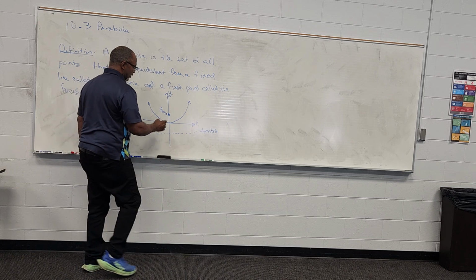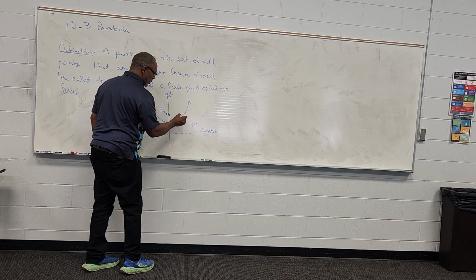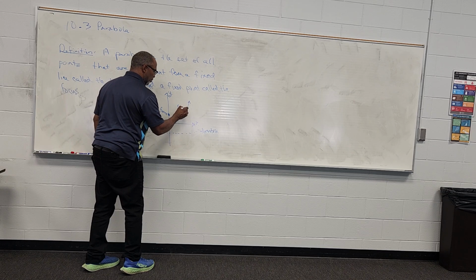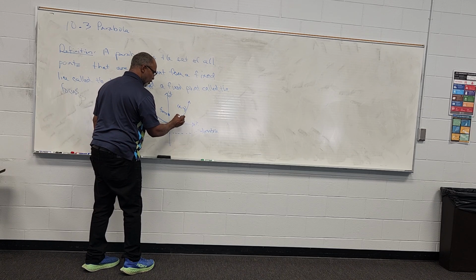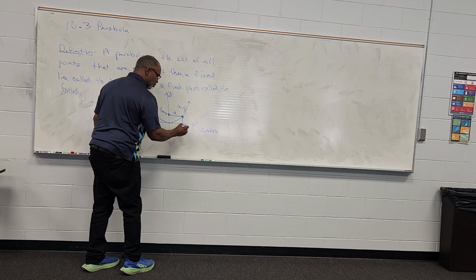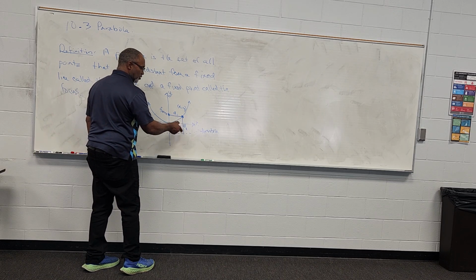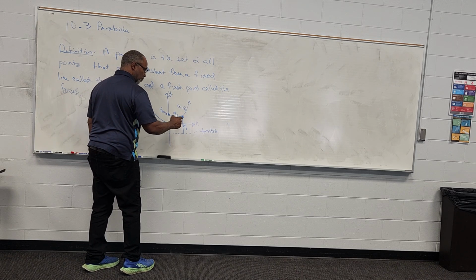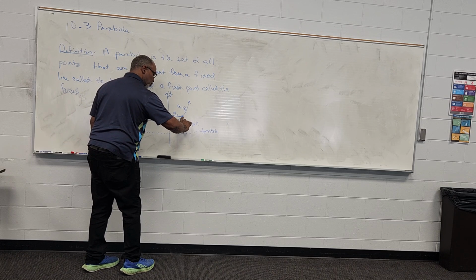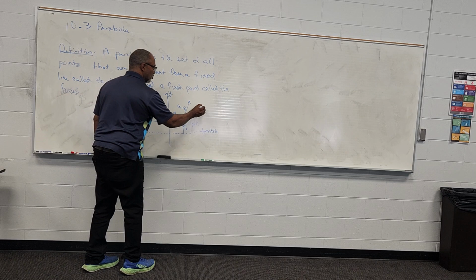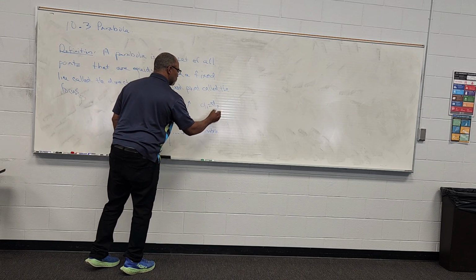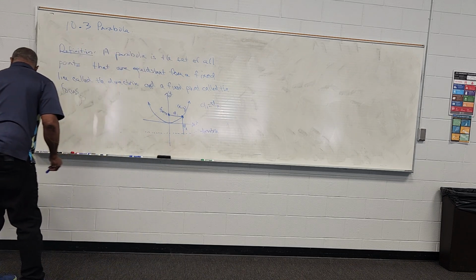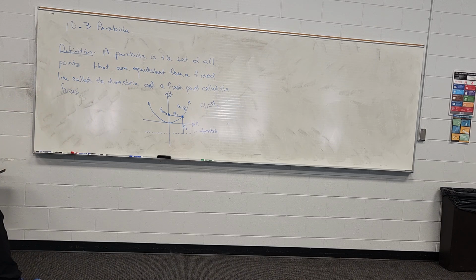So what we're saying is, if I take any point x comma y on my parabola, suppose this is x comma y, this distance right here and this distance right here, as I travel up and down this parabola in either direction, the distance from a point on the parabola to the focus is equal to the distance from that same point on the parabola to the directrix. So I'm saying that this D1 is equal to D2. That's what it means to be a parabola.